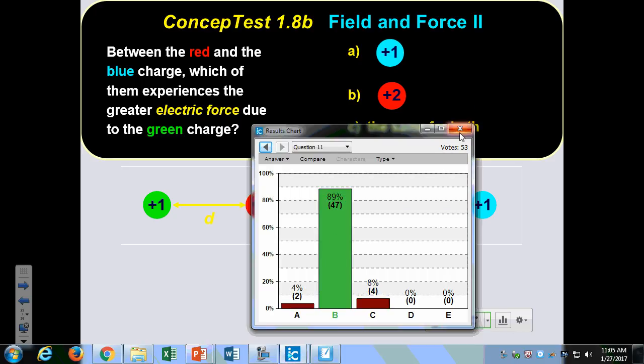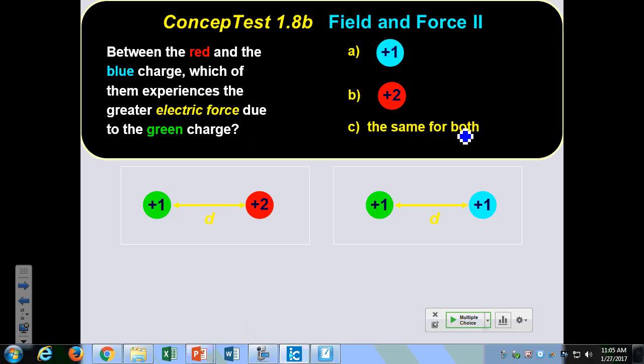Okay, good. B is right. It experiences the greater force because remember, F is equal to Q times E. They have the same electric field, but the one with the bigger charge will experience the bigger force.